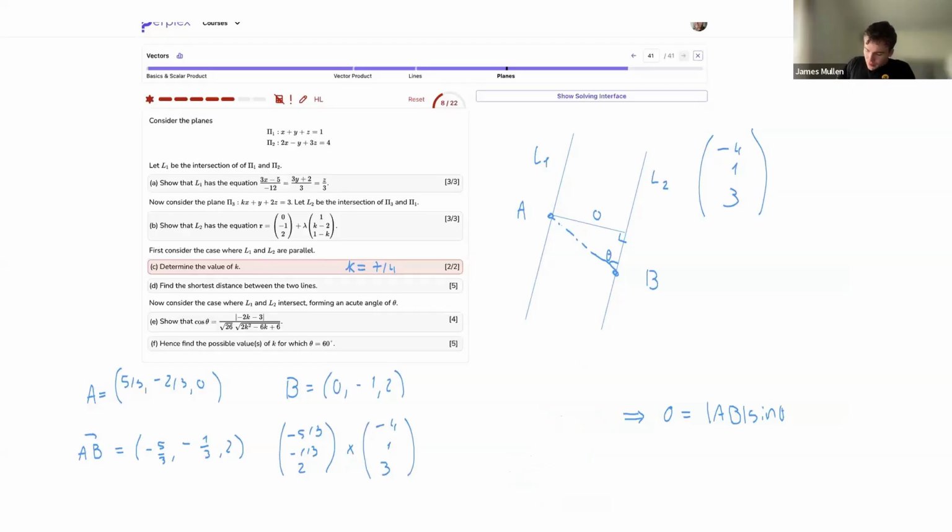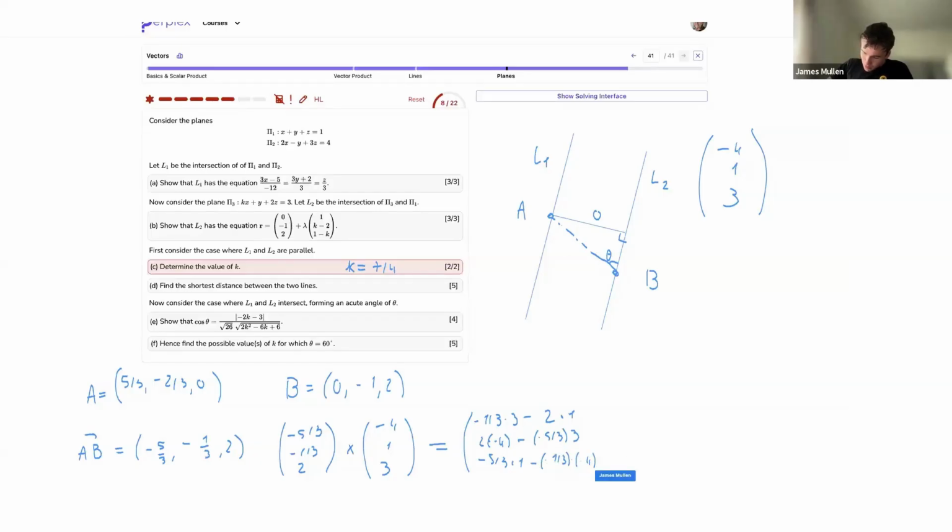I'm going to have to take this vector product and then find the magnitude. So let's take the vector product. First of all, I'm going to have minus 1 over 3 times 3 minus 2 times 1. That's the first row. And then I'm going to have 2 times minus 4 minus 5 over 3 times 3. And then I'm going to have minus 5 over 3 times 1 minus, no, it's times 1. And then minus 1 over 3 times minus 4.